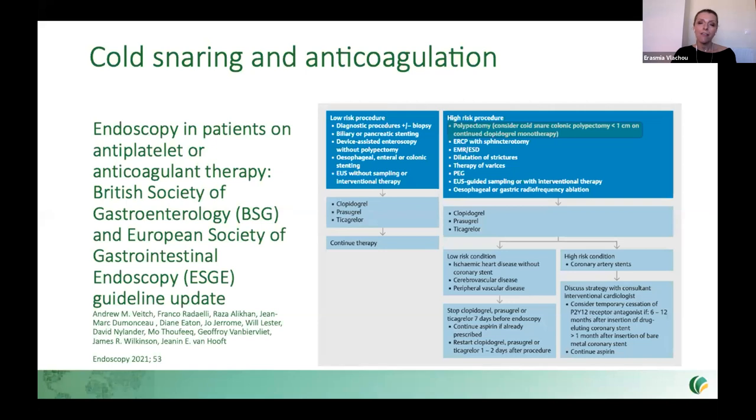So the favorable bleeding profile of cold snaring is reflected in the recent guidelines by BSG and the European Society of Gastrointestinal Endoscopy that suggest that we could consider cold snare polypectomy for lesions less than 10 millimeters in size, even in patients on continued clopidogrel monotherapy.